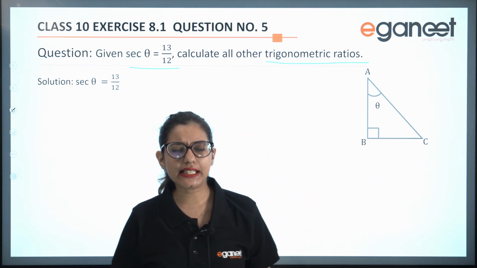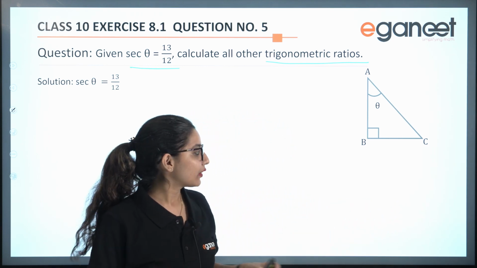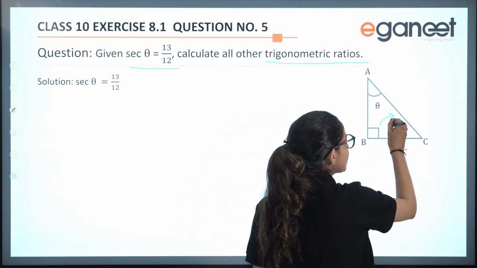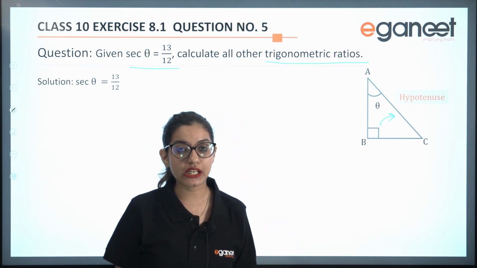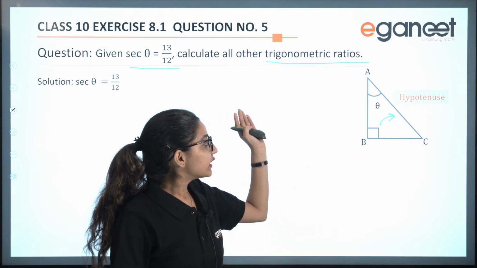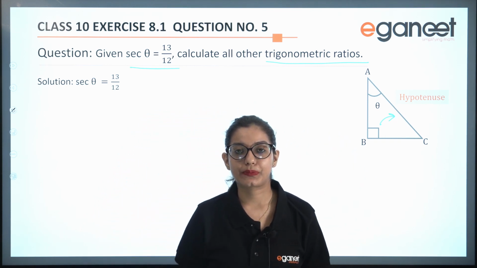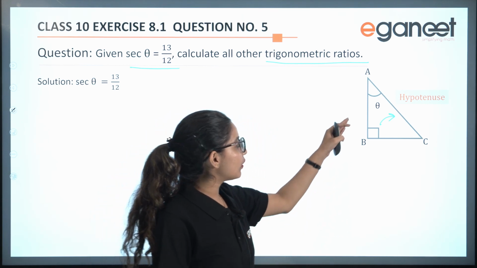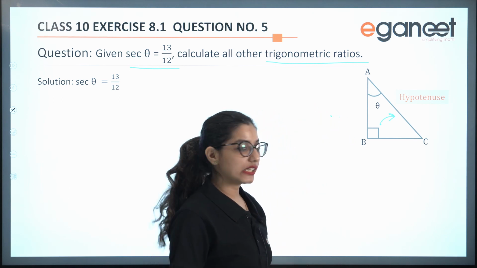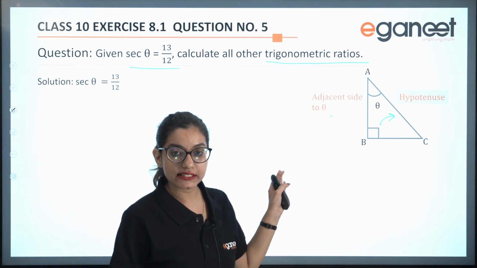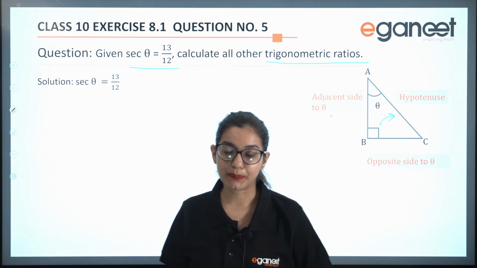Okay, so now quickly tell me which side will be the hypotenuse here. Yes, you are right. So the side opposite to 90 degrees is always the hypotenuse. Now can you tell me which sides will be the adjacent and the opposite to theta? Yes. So this is the side opposite to theta and this one is the side adjacent to theta, right. So AB will be adjacent side to theta and BC will be opposite side to theta, right.